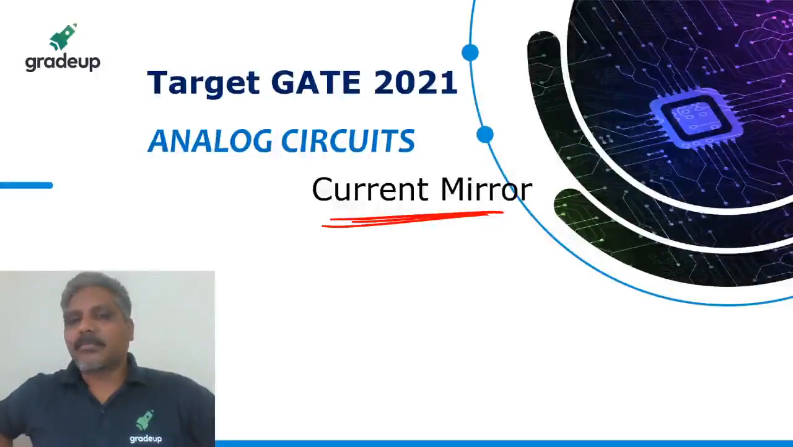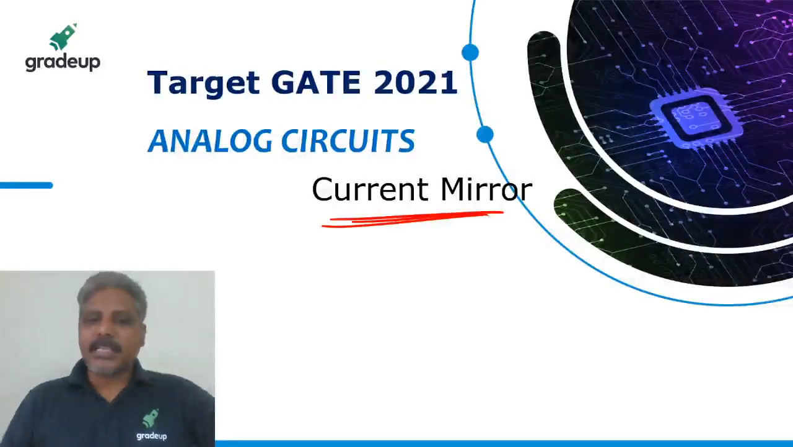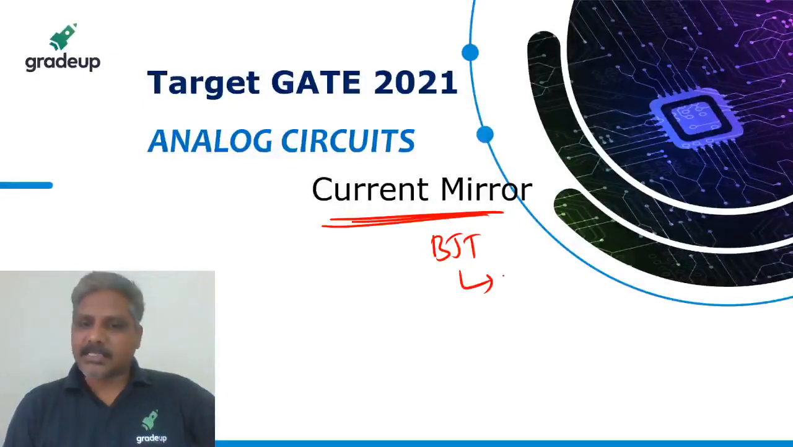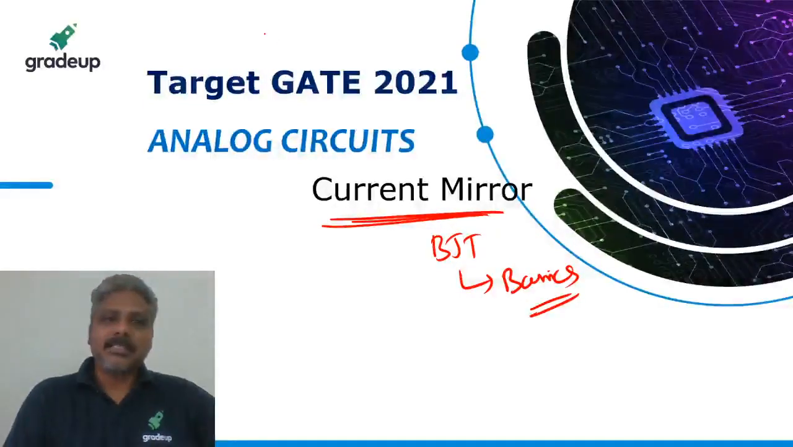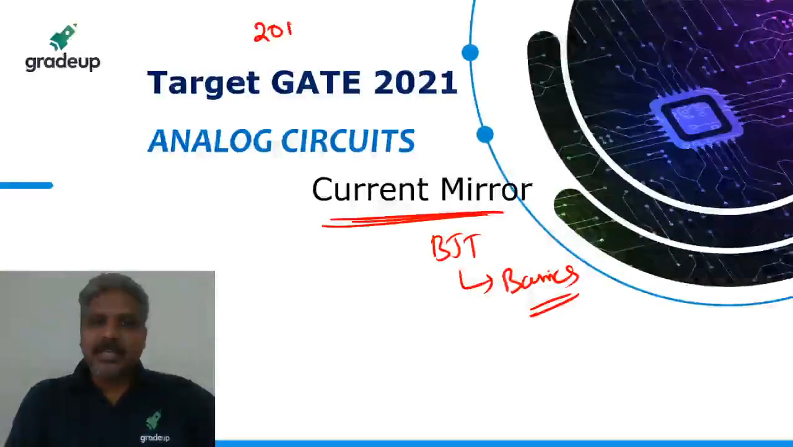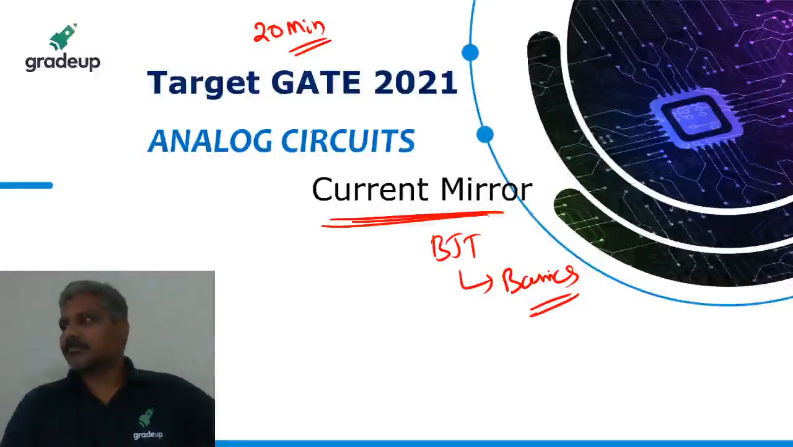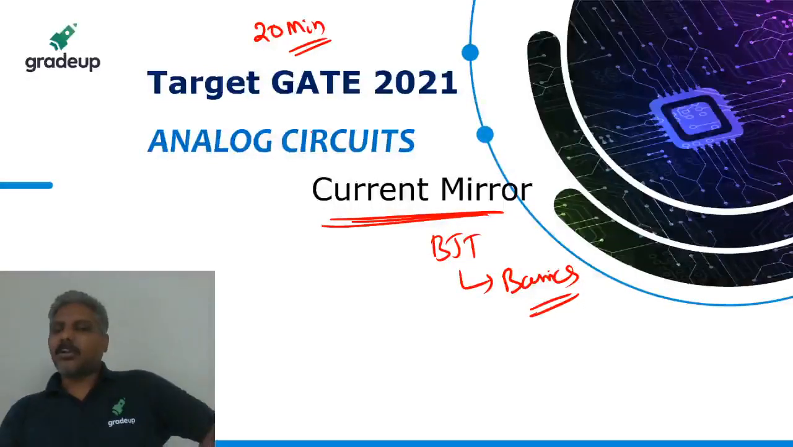After learning the BJT basics, current mirror can be very simple. Is it okay, guys? Let me finish this current mirror. After learning the basics of BJT, it is very simple. Please cooperate with me for 20 minutes more, so I'll finish it off. It's a very small topic.